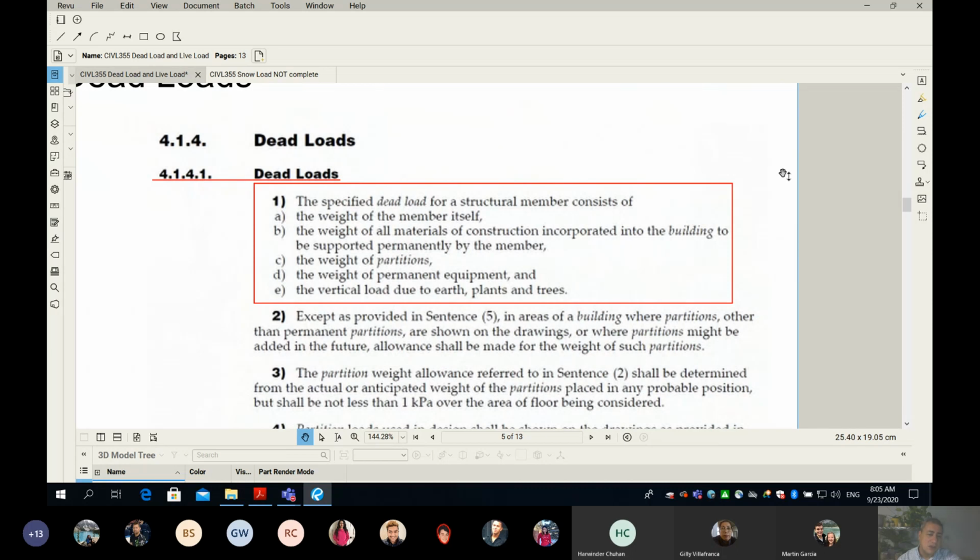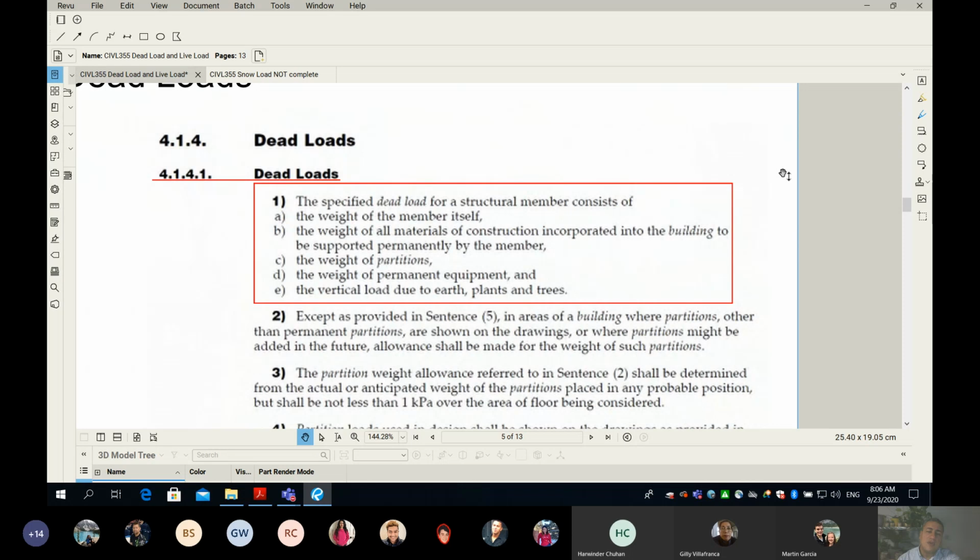Number C, which is very important, the weight of the partitions. If you think about floor plans, we don't typically leave the space open, except for things like classrooms. However, in your house, for example, we need to split the area into different uses, like bedroom and kitchen. We do that using partitions. So partition walls can also be considered as a dead load. We will have more discussion about partition loads in the next discussion.